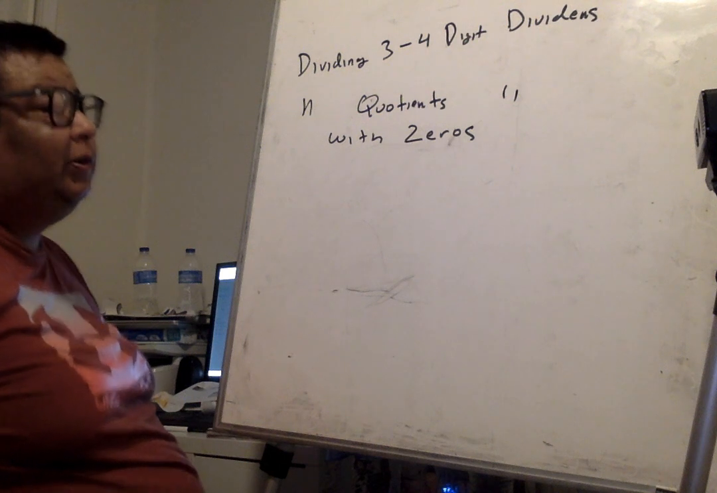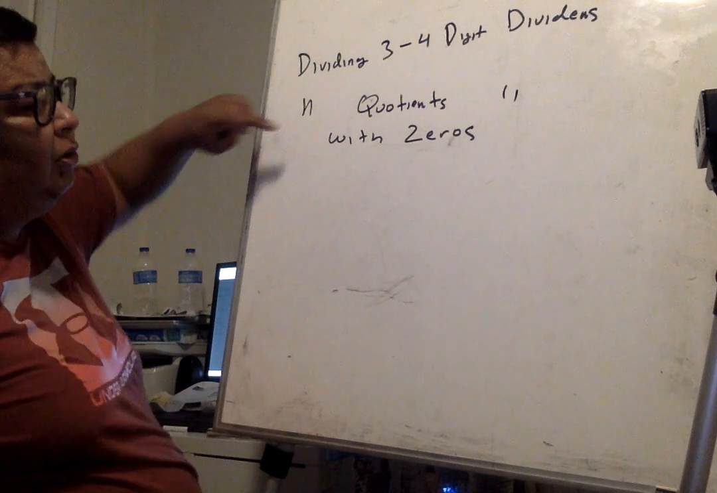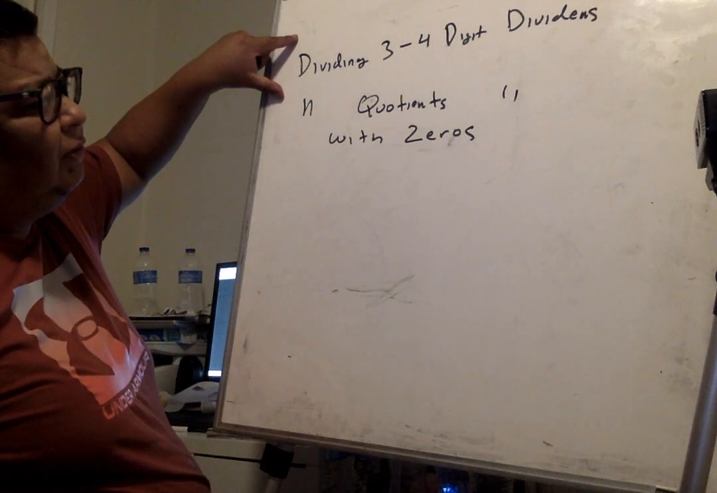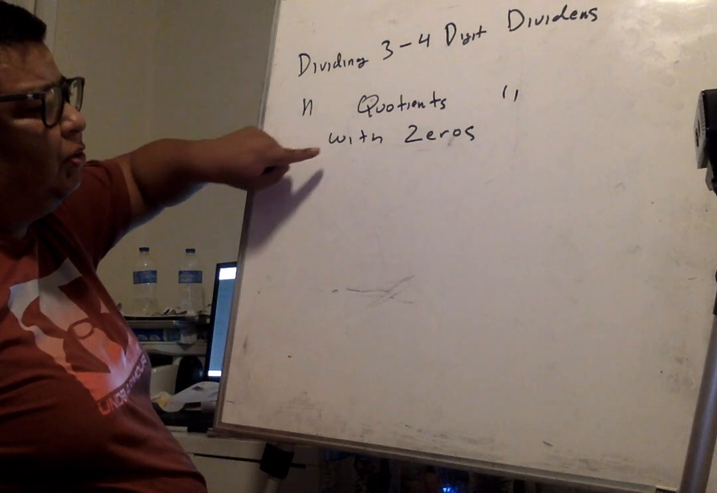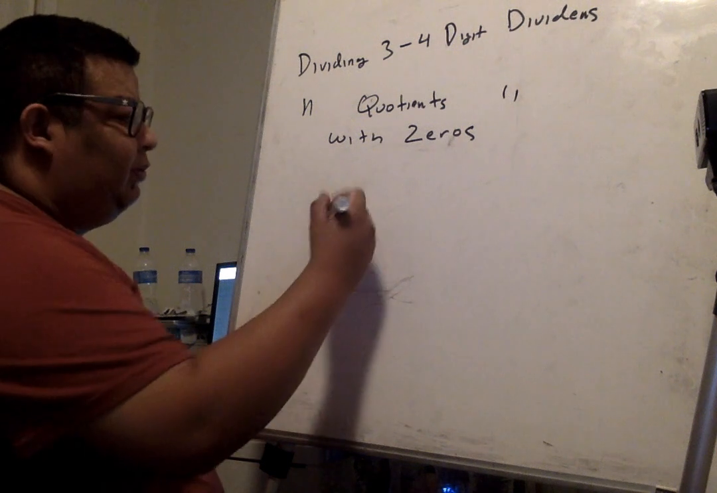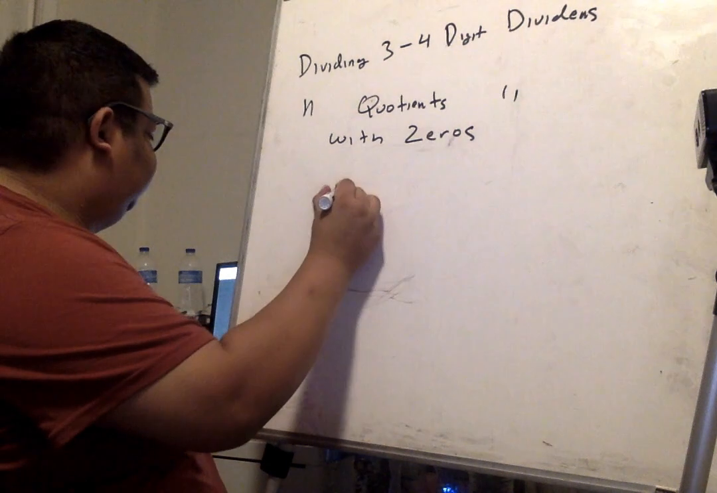Welcome, students. In this video I'm going to talk about quotients with zeros. Sometimes when you're dividing 3 to 4 digit dividends, you're going to get quotients with zeros. So let's look at the following example.